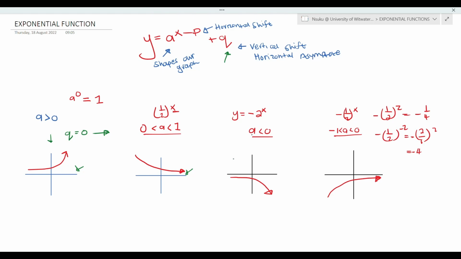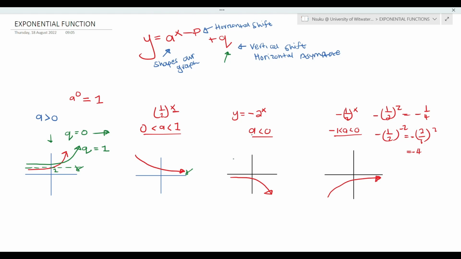But what if our q changes? What if our q now becomes 1? What happens to our graph? When q becomes 1, it shifts our graph. Now our graph will increase in size, or it will go up. In this case, if q is equal to 1, we're going to have an asymptote here at 1, and our graph will shift up. Now it will never touch the value of 1. So that's what q does.